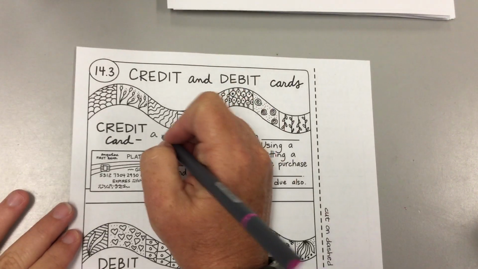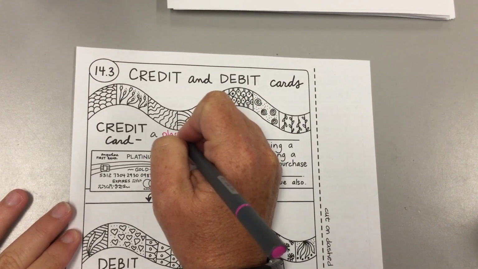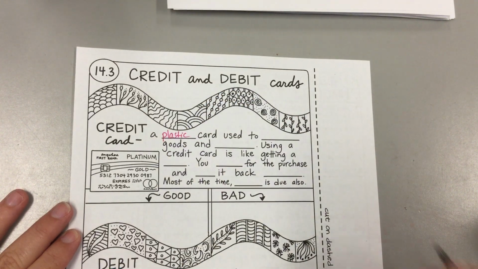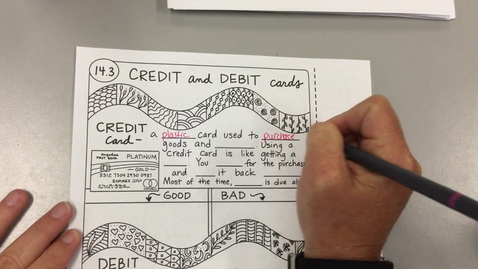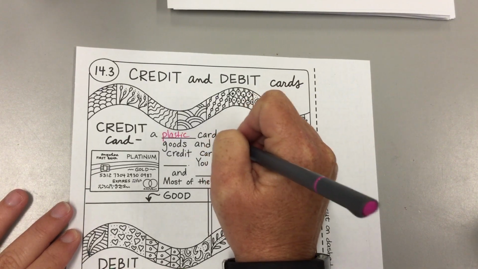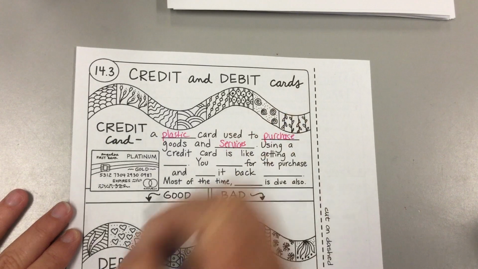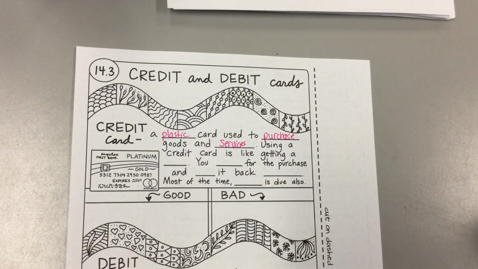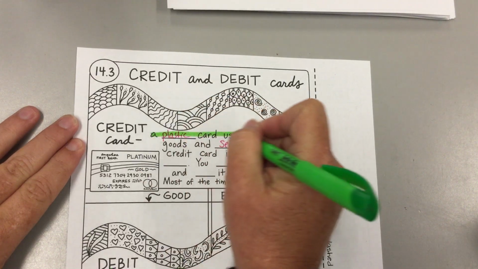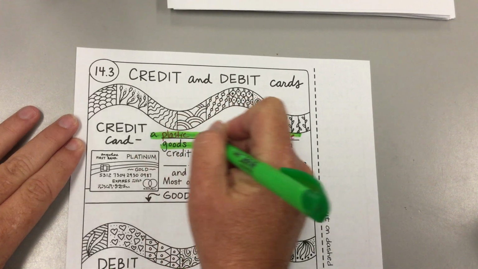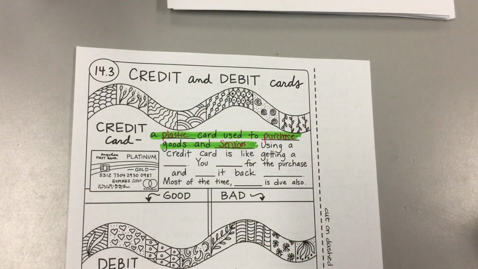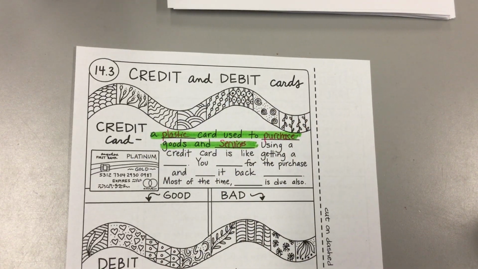A credit card is a plastic card that is used to purchase goods and services. I'm going to highlight this, and I'm going to tell you why in just a minute. So I'm going to highlight this green. All right. So a credit card is a plastic card that is used to purchase goods and services.